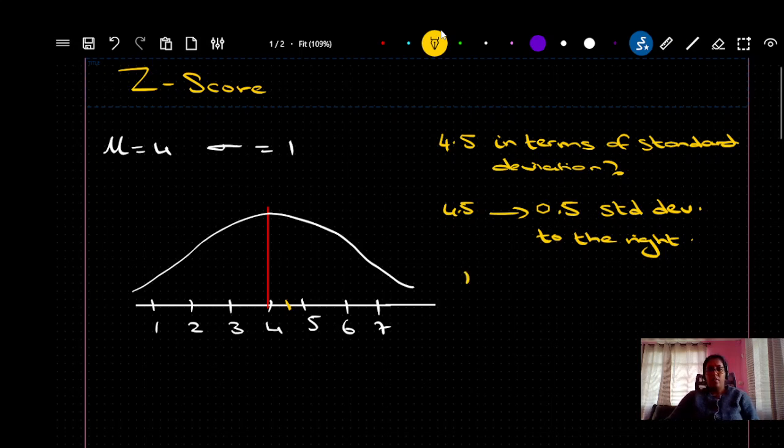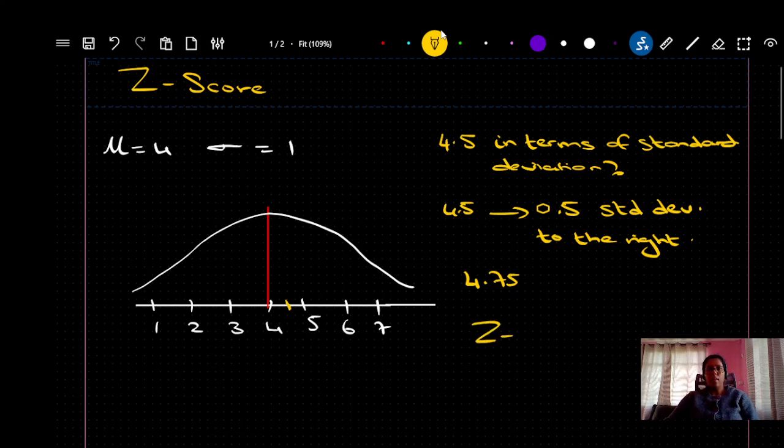Let's say we have 4.75. This is a little bit more complex. You want to know where does 4.75 fall in this graph in terms of standard deviation. This is where we have the concept of z-score to help you calculate in terms of standard deviation where the number falls in the graph. So this is where z-score comes into play.